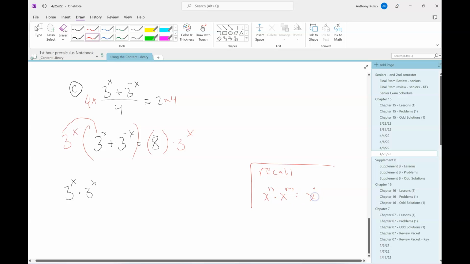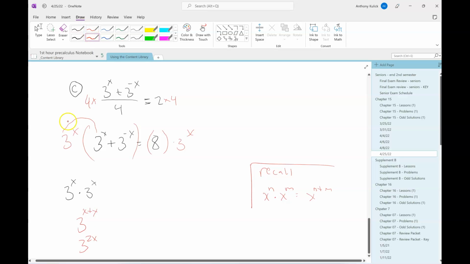So remember the way that we multiply two exponentials when the bases are the same. So we add the exponents. So this would be 3 to the x plus x, or just 3 to the 2x. It's okay with that?